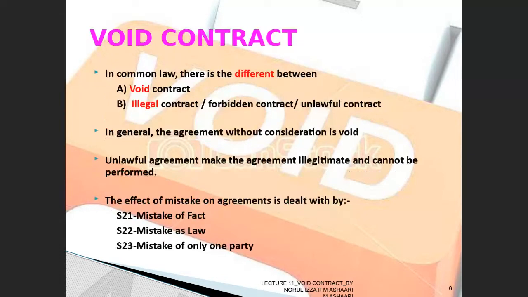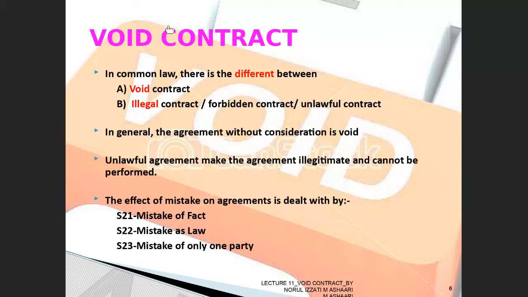The focus of today's lecture is the void contract. Basically, I can divide this into two. In the common law in Commonwealth countries, there is a difference between void and illegal contracts. Illegal contracts refer to contracts that are unlawful, forbidden by statute, forbidden by the country, or unlawful contracts. An agreement without consideration is void. This is one of the issues.